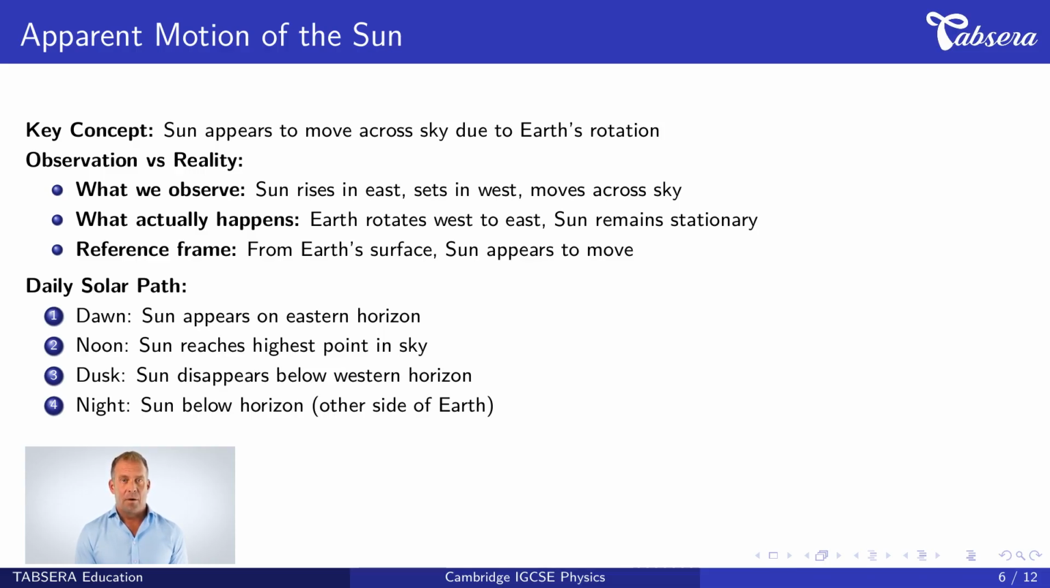The daily solar path follows this pattern. At dawn, the Sun appears on the eastern horizon as our location rotates into sunlight. At noon, the Sun reaches its highest point as we face most directly towards it. At dusk, the Sun disappears below the western horizon as we rotate away from it. During night, the Sun remains below our horizon because we are on the opposite side of Earth from the Sun.